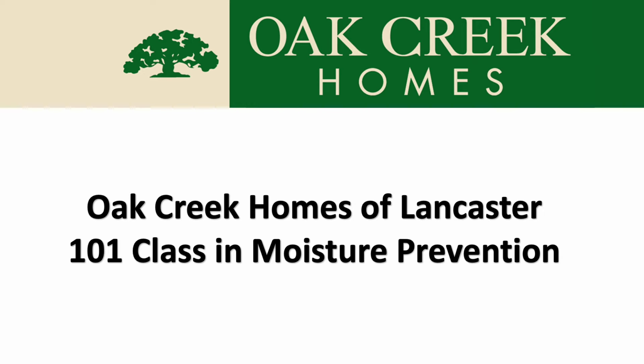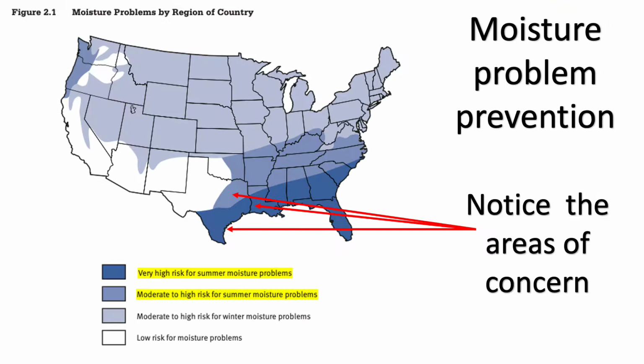Oak Creek Homes of Lancaster 101 class in moisture prevention. Moisture problem prevention. Notice the areas of concern. Darker area, very high risk of summer moisture problems, followed by moderate to high risk for summer moisture problems.